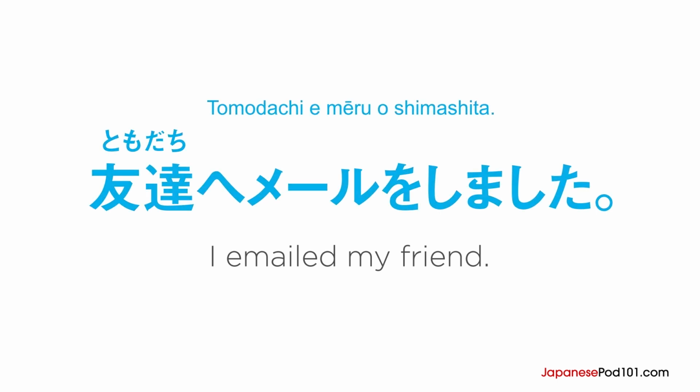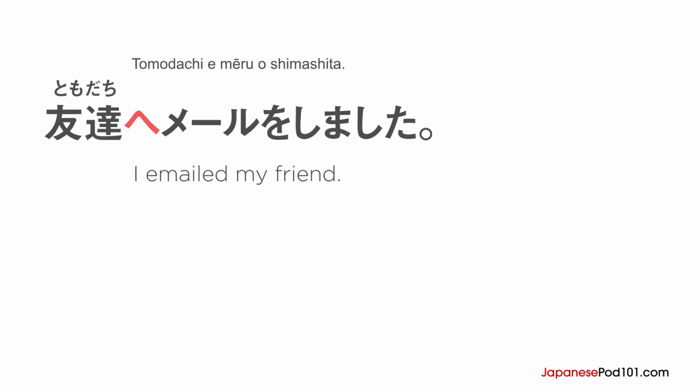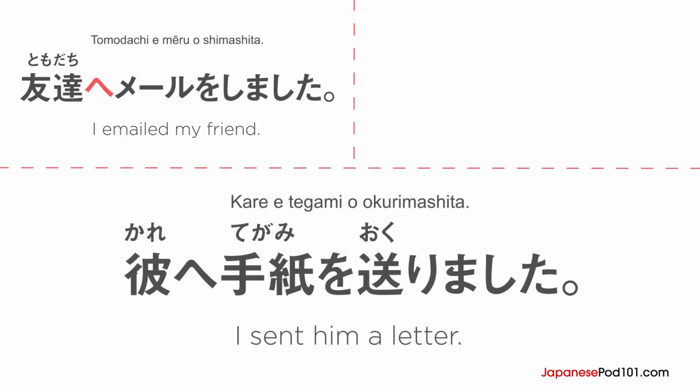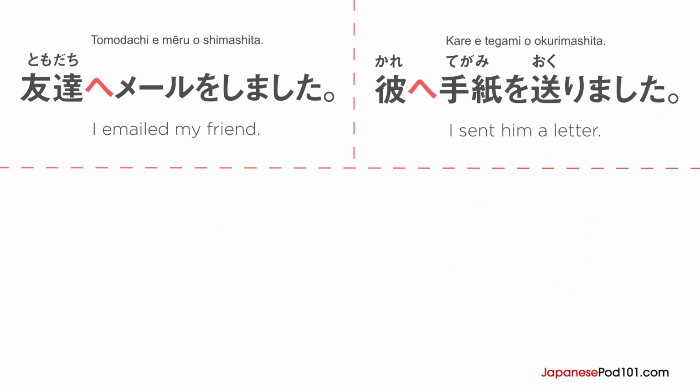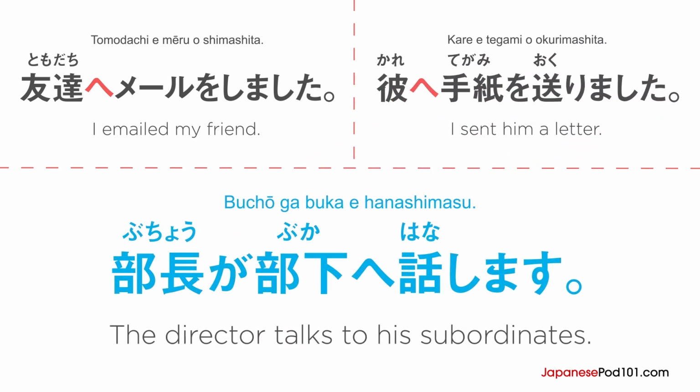友達へメールをしました。 I emailed my friend. 彼へ手紙を送りました。 I sent him a letter. 部長が部下へ話します。 The director talks to his subordinates.